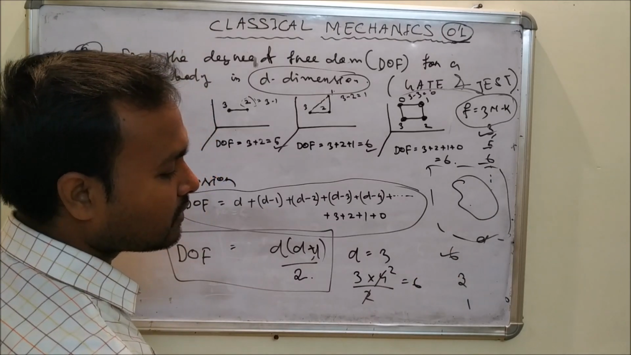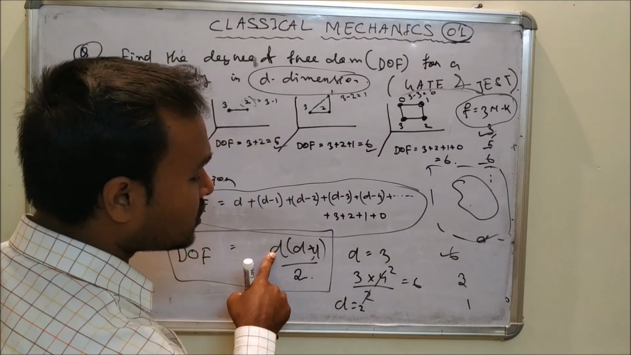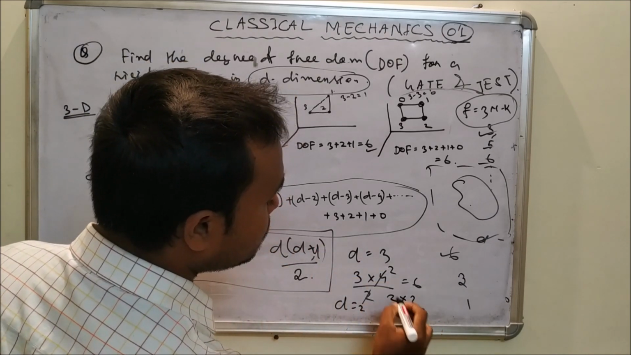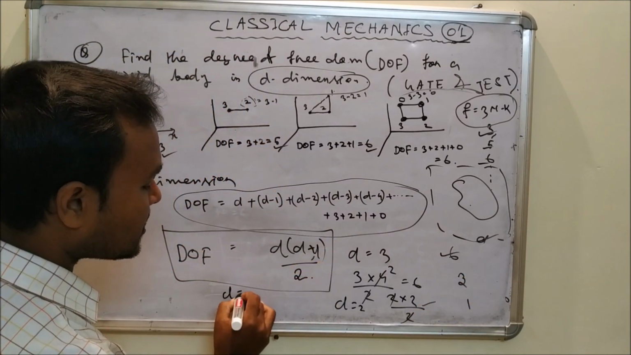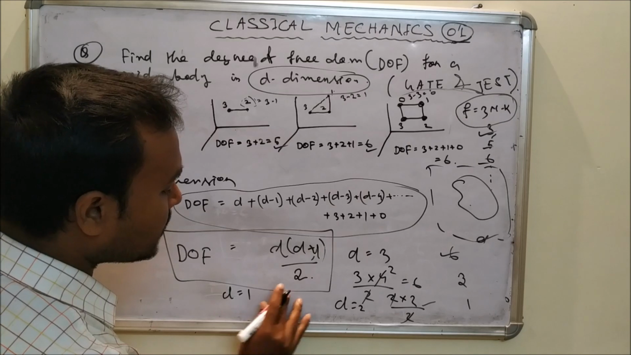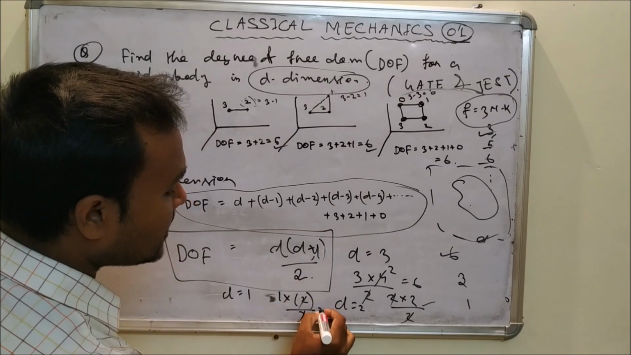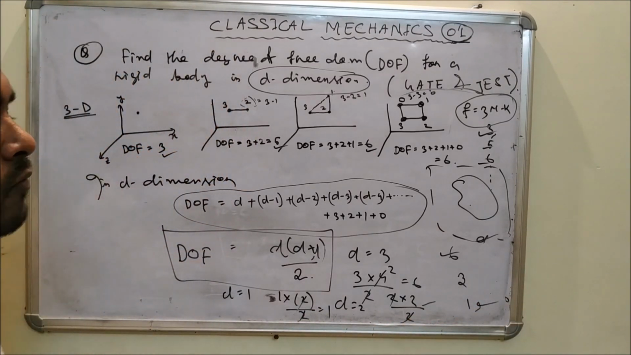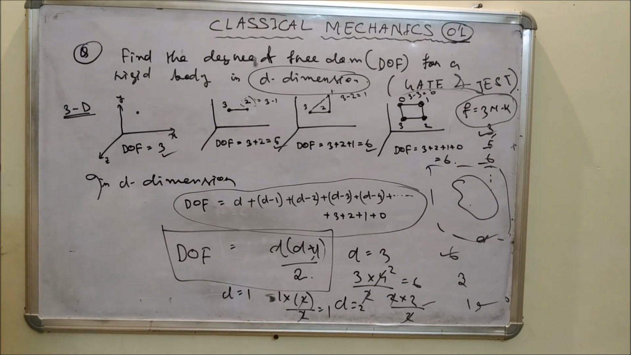It is verified. When D equals 2, D plus 1 means 3. So 2 into 3 divided by 2, the 2s cancel, it is 3. When D is equal to 1, you put here, it will be 1 multiplied by 1 plus 1 means 2, divided by 2, the 2s cancel, it will be 1. So it is verified. In this way you can find out the degree of freedom for any dimension, for a large number of particles in a rigid body.